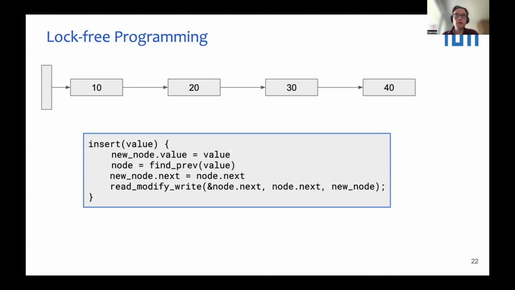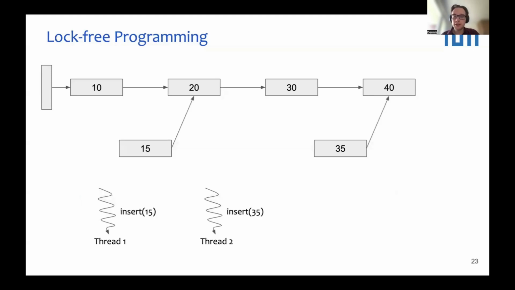This could be the pseudocode of the function that inserts these 2 values in the list. It will first look for the previous value that is lower than the inserted value and its corresponding node, and then inserts the new element before its next element. And then we atomically link the current element to this newly inserted element, of which we see a visualization here, namely, both threads independently insert 15 and 35 before the next element in the list.